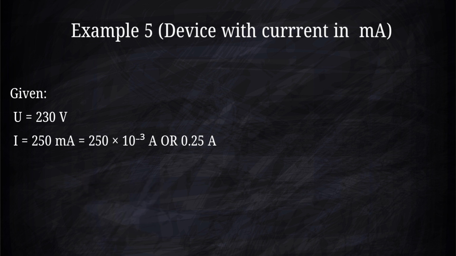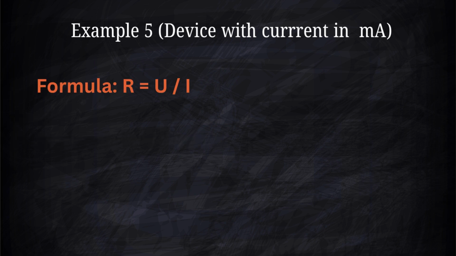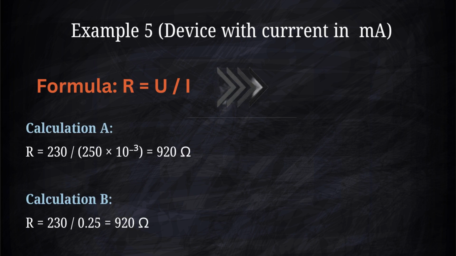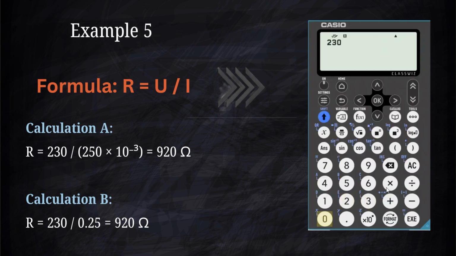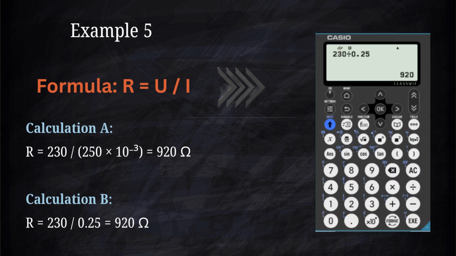To calculate this, we use the formula, resistance equals voltage divided by current. Check the calculator on the right to see how the calculation is entered. So, in the first method we calculate 230 divided by 250 times 10 to the power of minus 3, which equals 920. In the second method, we do the conversion before and enter 230 divided by 0.25, which equals 920, like the previous method.